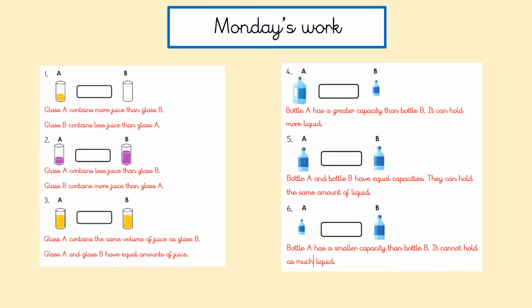For question 5, you could say bottle A and bottle B have equal capacities. They can hold the same amount of liquid. And for question 6, bottle A has a smaller capacity than bottle B. It cannot hold as much liquid.